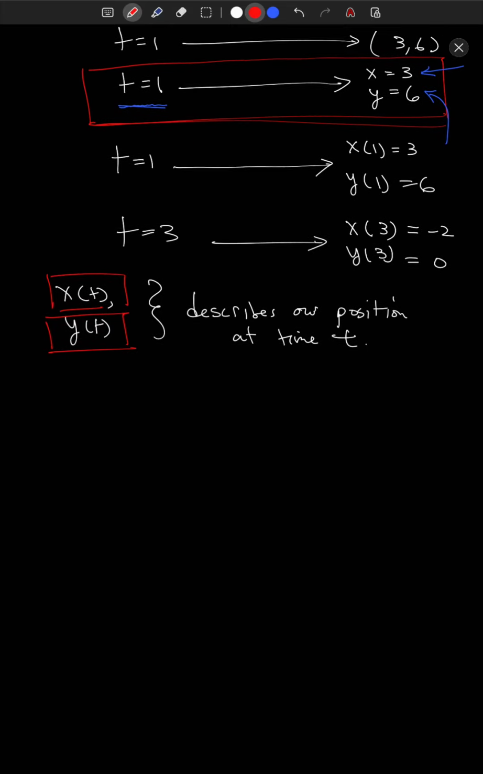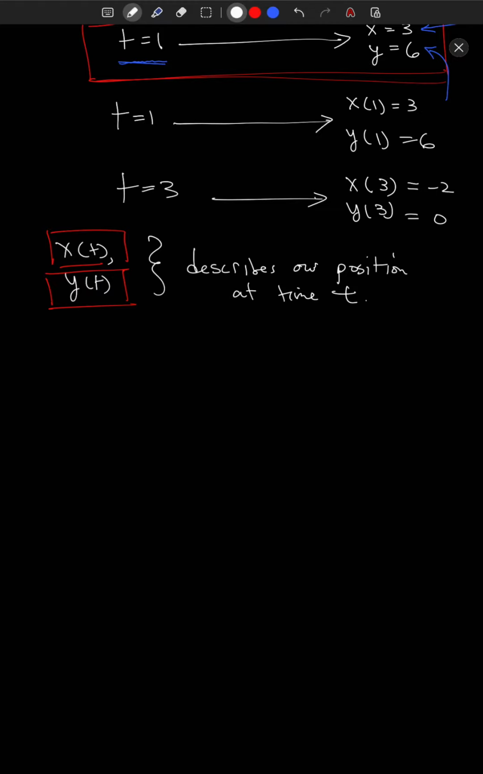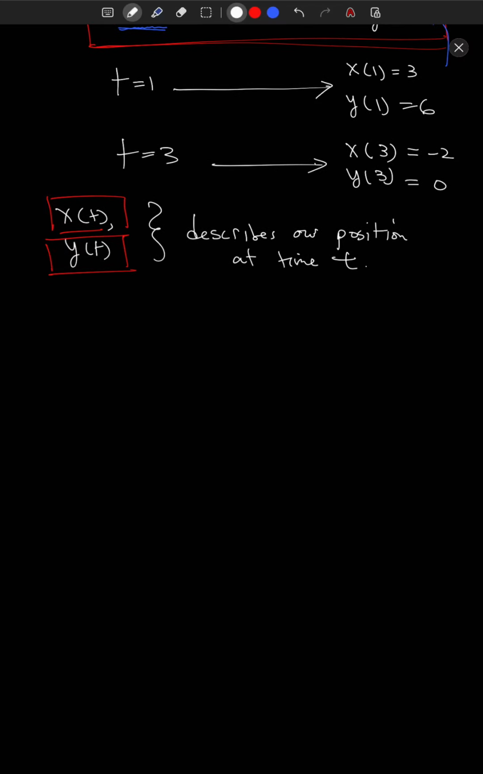Now, if we have formulas for x of t and y of t, we can determine our motion at any point. We can determine our velocity at any point. We can determine our acceleration. Anything that we might want to study in terms of motion, we can study using those formulas. So this is super powerful, especially because if you have these functions, you can study real life physics.